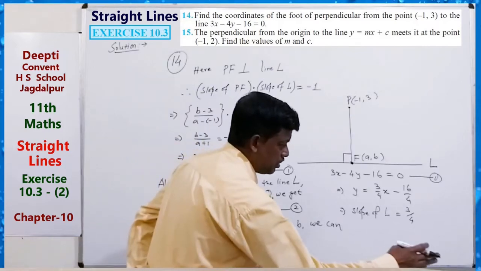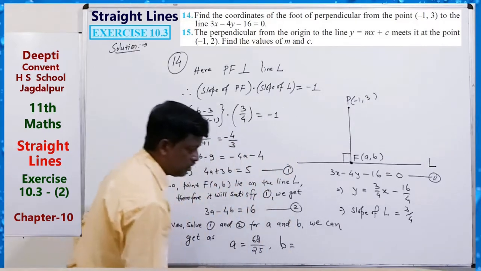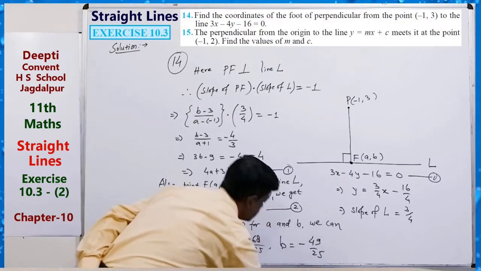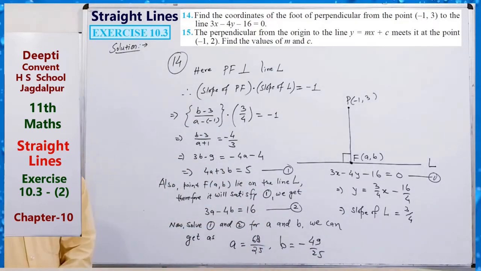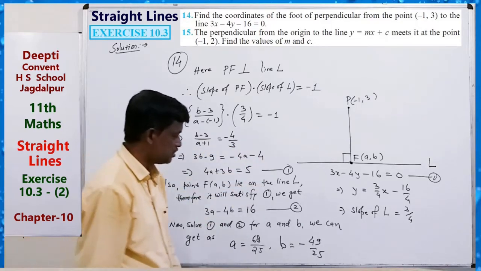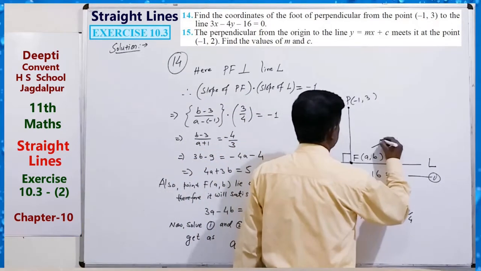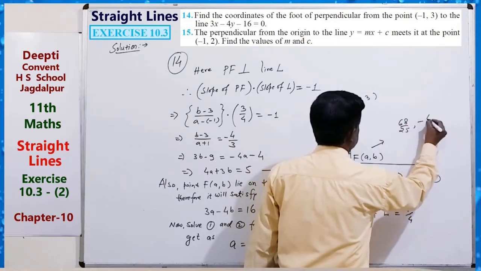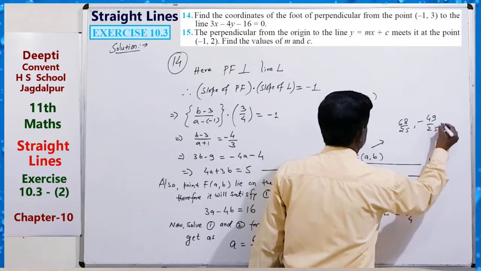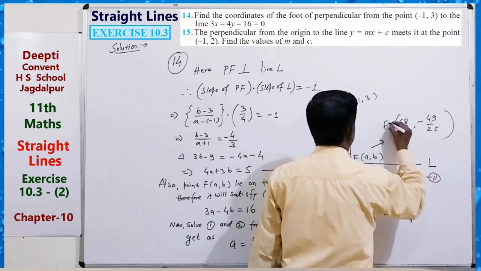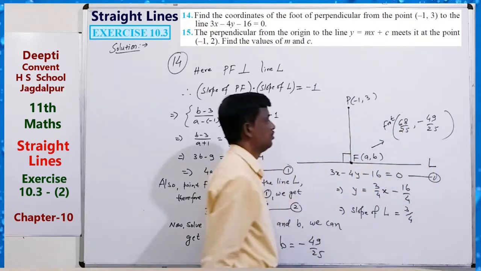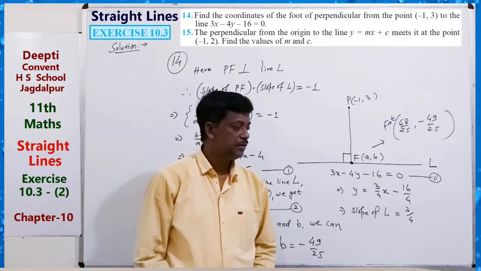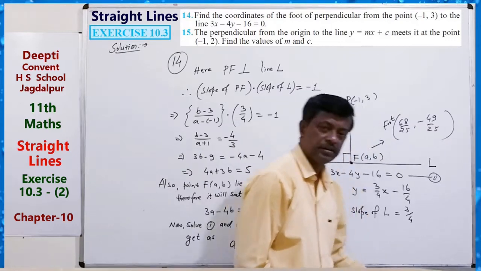Okay. Just we can get the value of A. That is, the put of the perpendicular is 68 by 25 and minus 49 by 25. Clear?